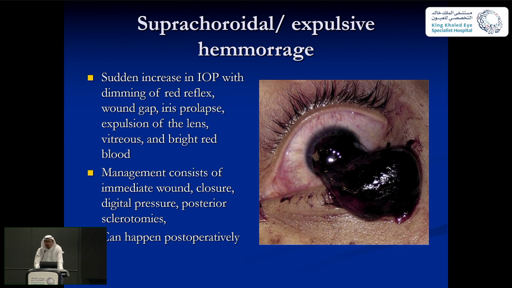Posterior sclerotomy, there is a debate about it, whether or not to do it on table. Some say that if you do it on table, this will incite more bleeding, and so on. On the other hand, if the pressure increases high enough, it will be tamponaded by itself.